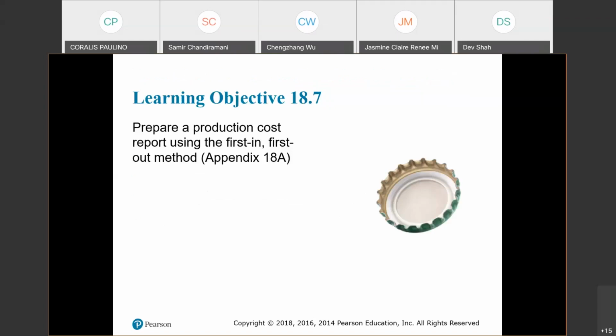So in the appendix of this textbook, you would expect to learn how to prepare the production cost reports using the first in, first out method. But it's out of the scope of this course. So for anyone who is interested, you can read the appendix to learn how to prepare the production cost reports using FIFO method.